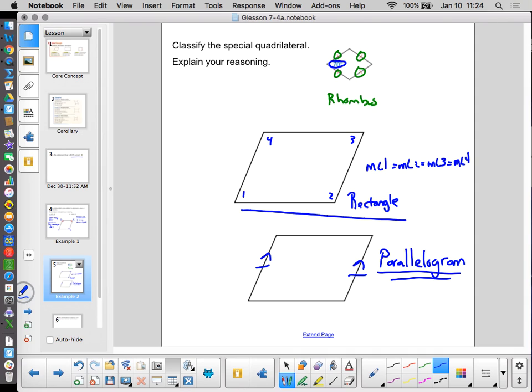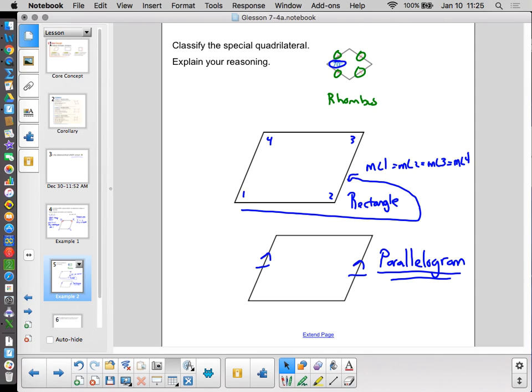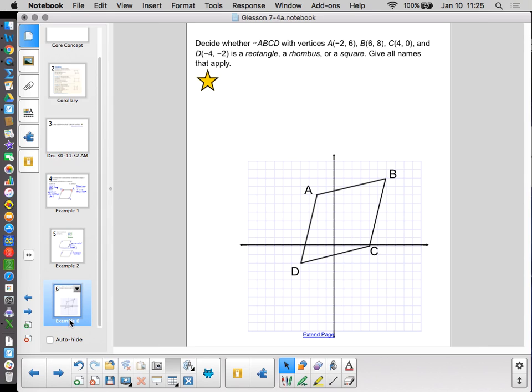Like here, this does not look like a rectangle, does it? But maybe it's in some sort of perspective with all four angles being congruent. So we have to go with our facts, and we have to know what our facts are, and we have to know what the classifications are. Guess what? We always wind up in the coordinate plane.